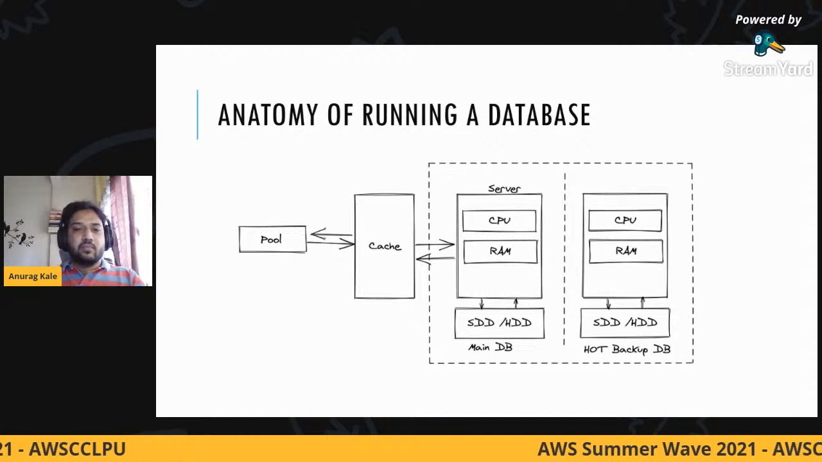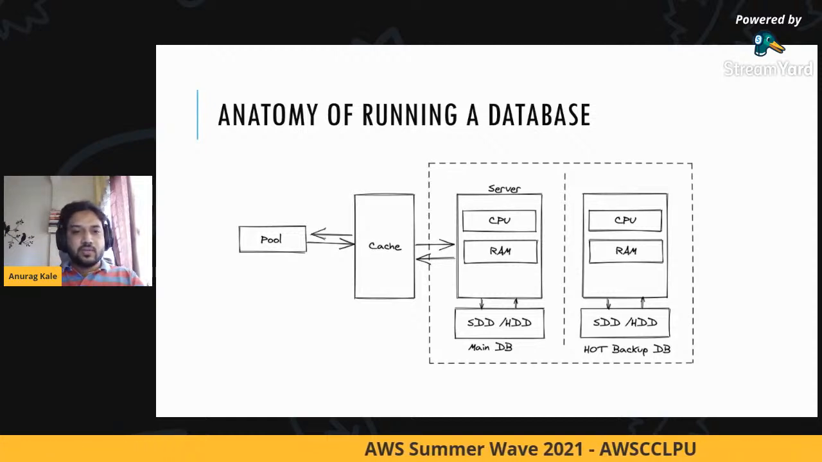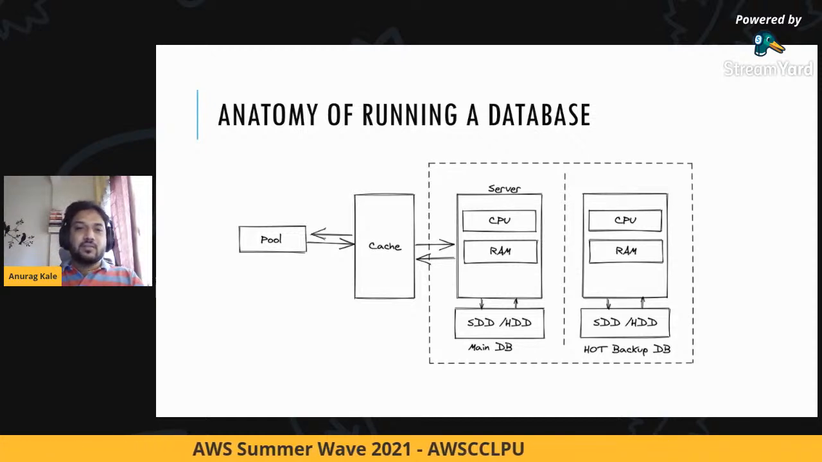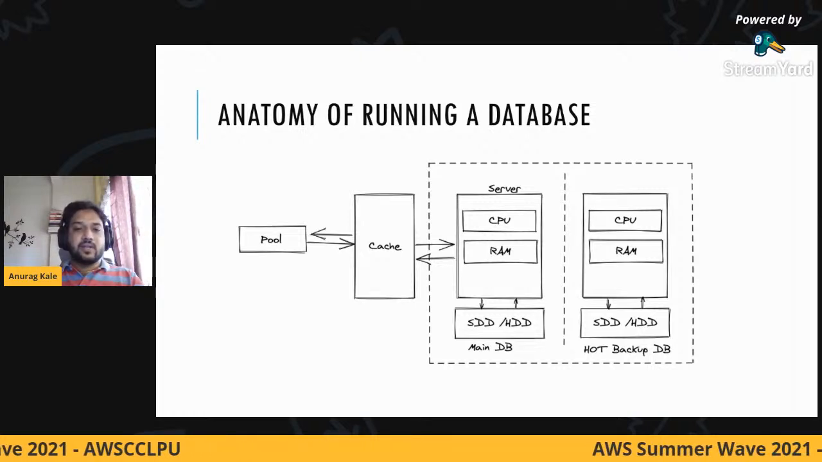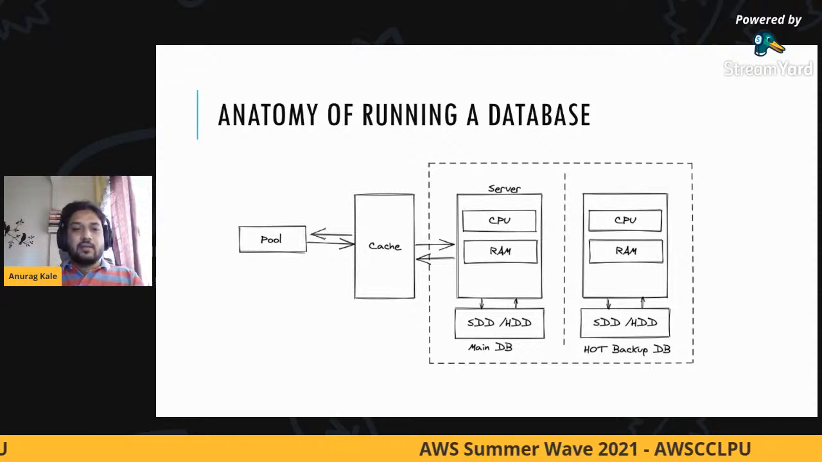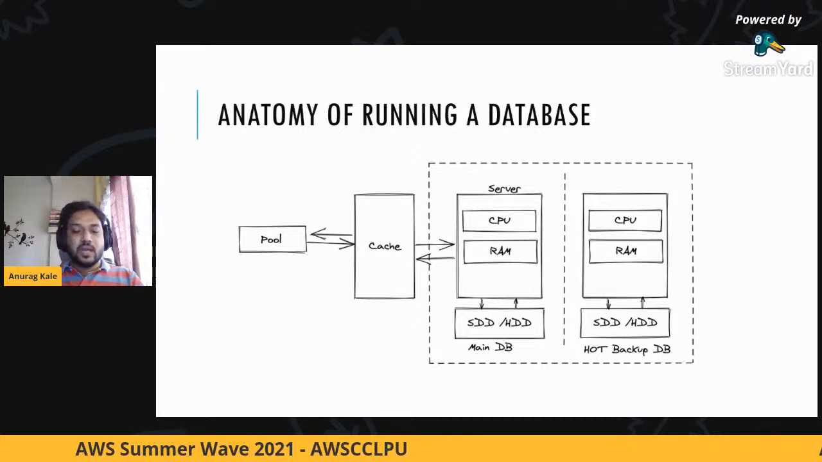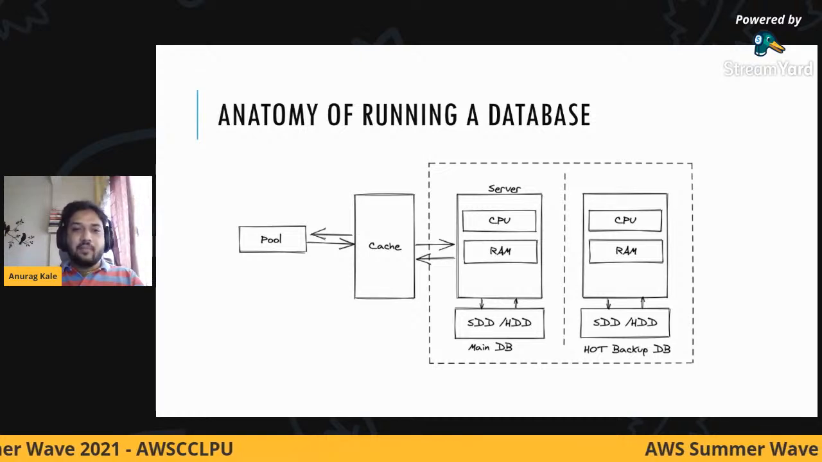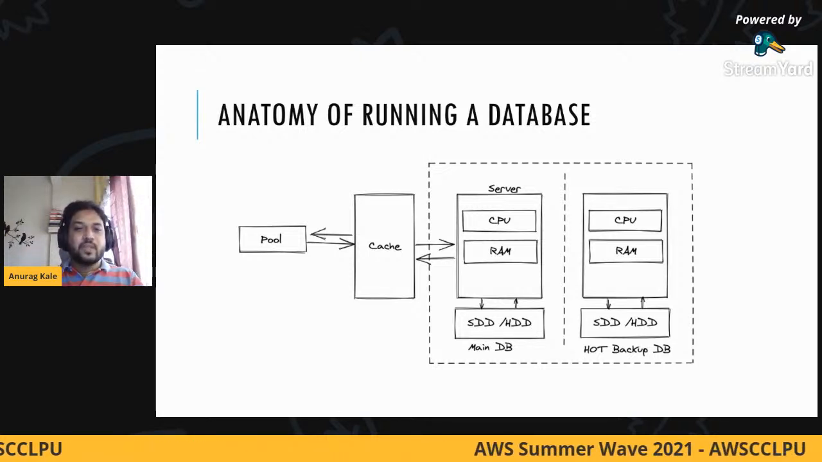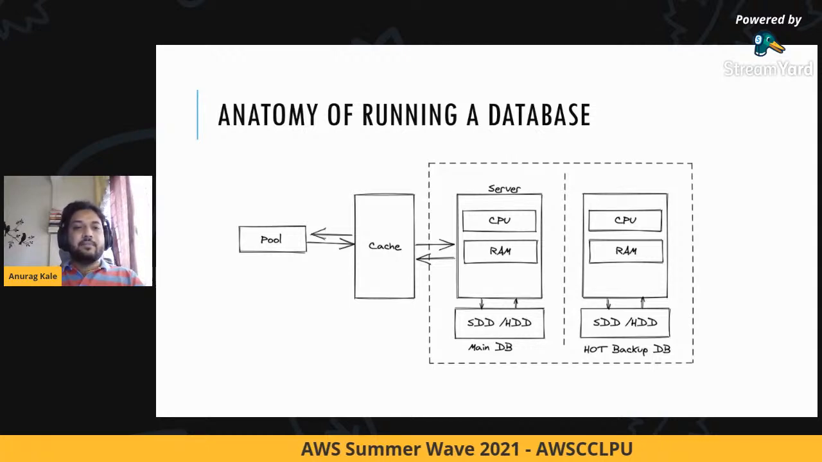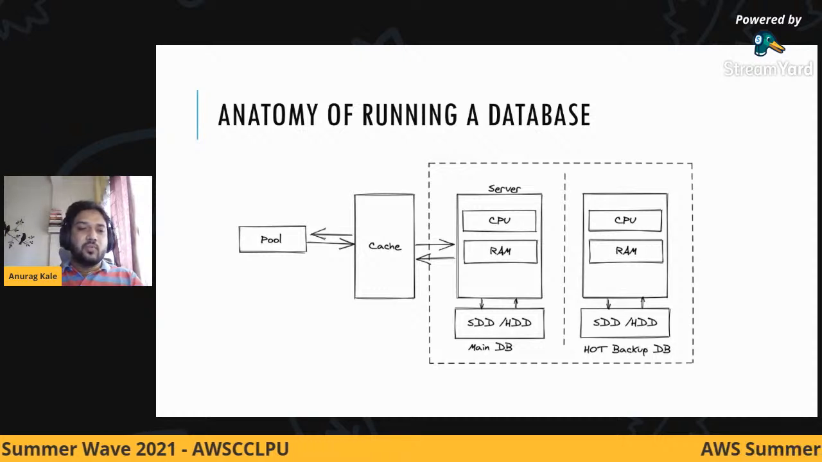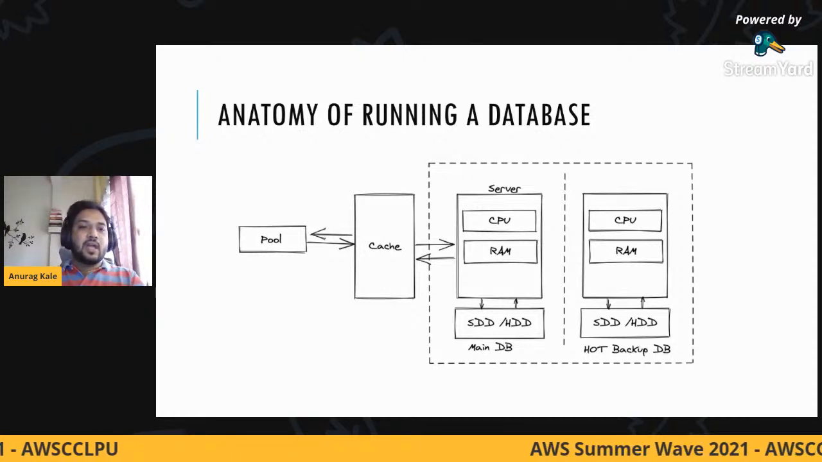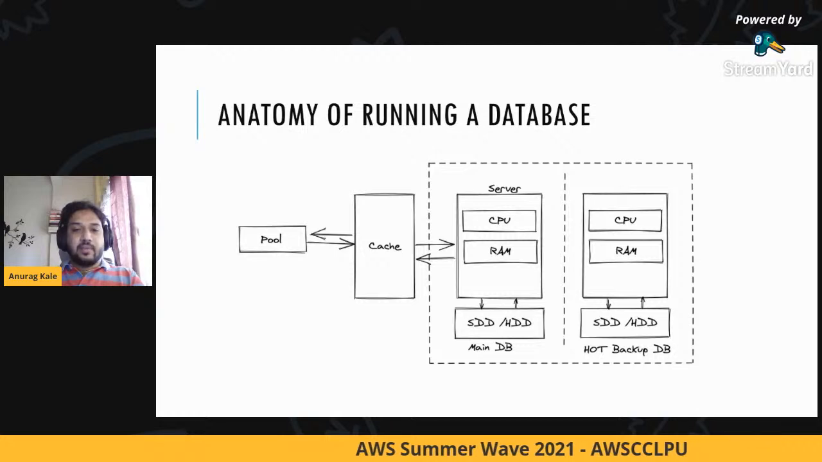Then it tries to understand the process and creates a query plan, and it will send a command to the hard disk where the data is stored, and then fetch the value inside the RAM of the database server, do the processing, and send it back via the same route to the pool, which then sends it back to the application. So this is how a database runs.